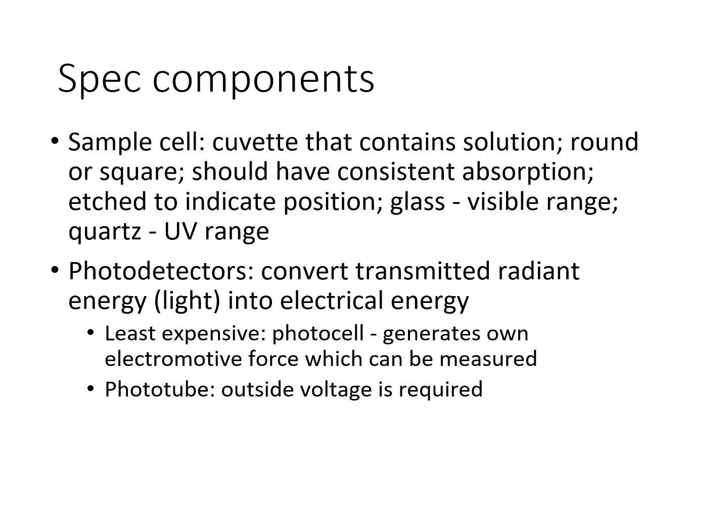Photodetectors will convert transmitted light into electrical signals. So the different types, we have a photocell, which is the least expensive. It generates its own electromotive force. There's no external power that's needed. And we also have a phototube, which does require an external voltage, and it is more sensitive than the photocell.